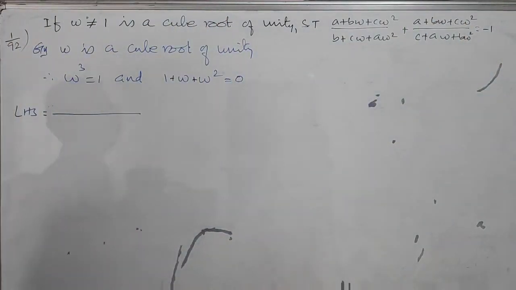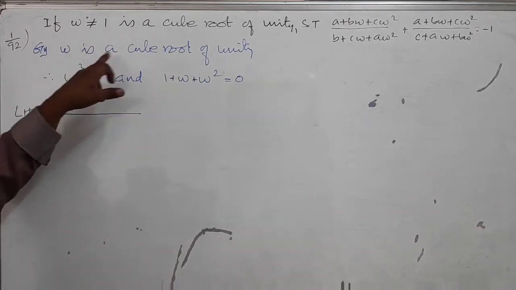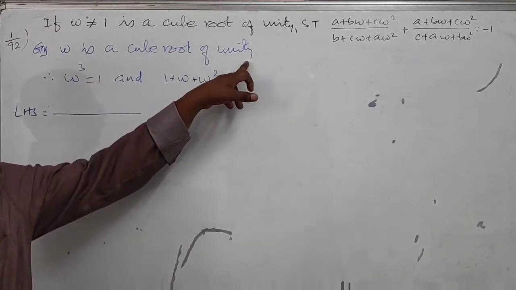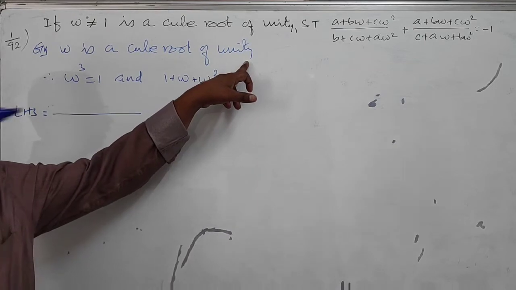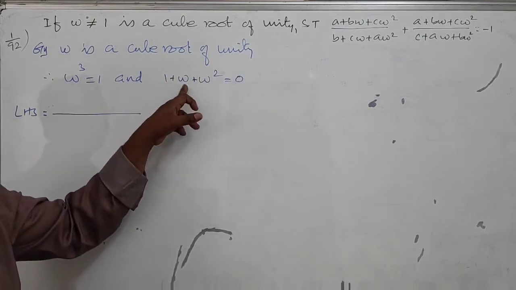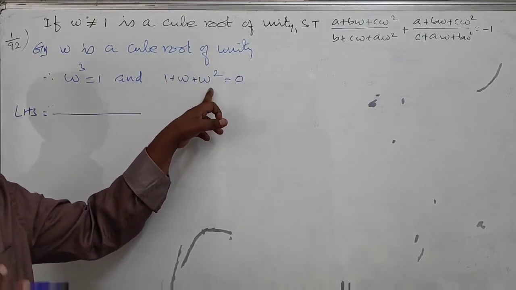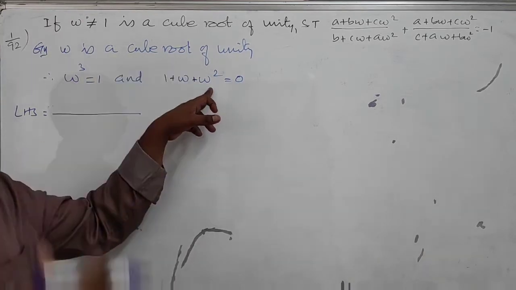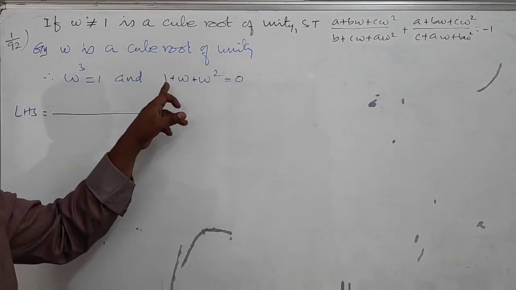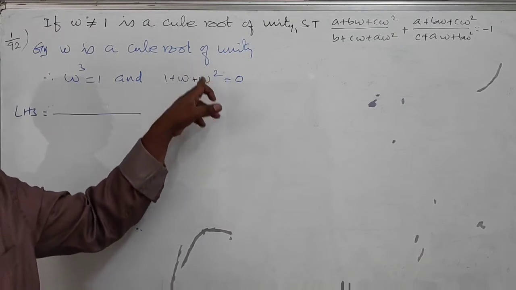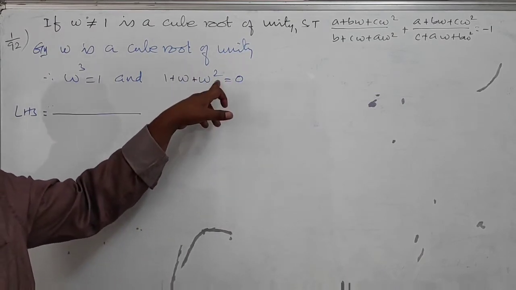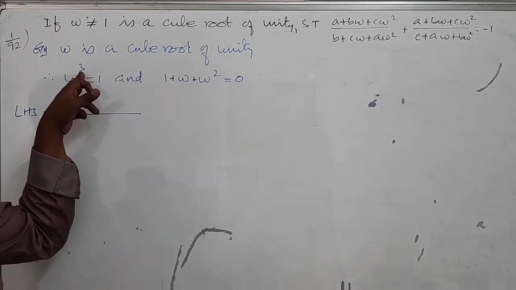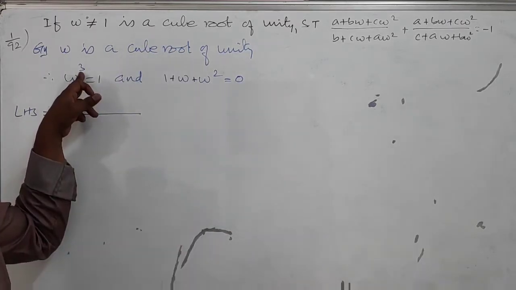Okay, now let us go for the solution. Since it is given that omega is a cube root of unity, the three roots are 1, omega, omega square. You know very well the sum of the nth roots of unity is always 0. Therefore, you can write 1 plus omega plus omega square equal to 0. Why are you writing till omega square? Here n equal to 3, so we write till n minus 1.